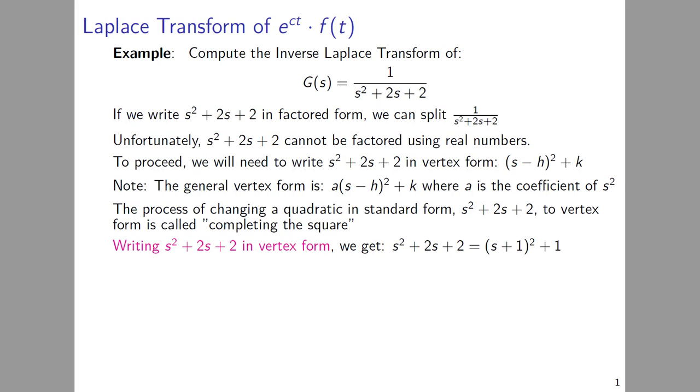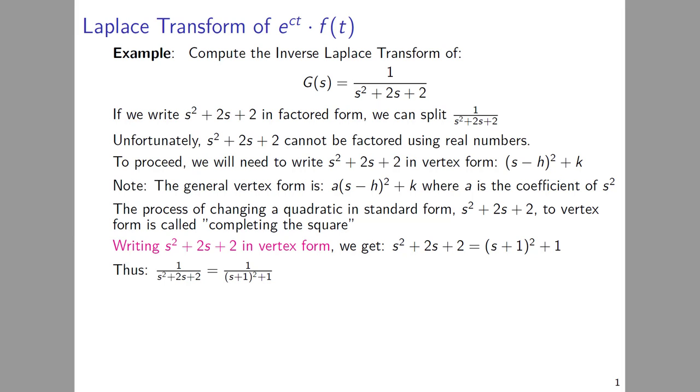Doing this process, we get that s squared plus 2s plus 2 can be written as (s plus 1) squared plus 1. Thus, we can write 1 over s squared plus 2s plus 2 as 1 over (s plus 1) squared plus 1.